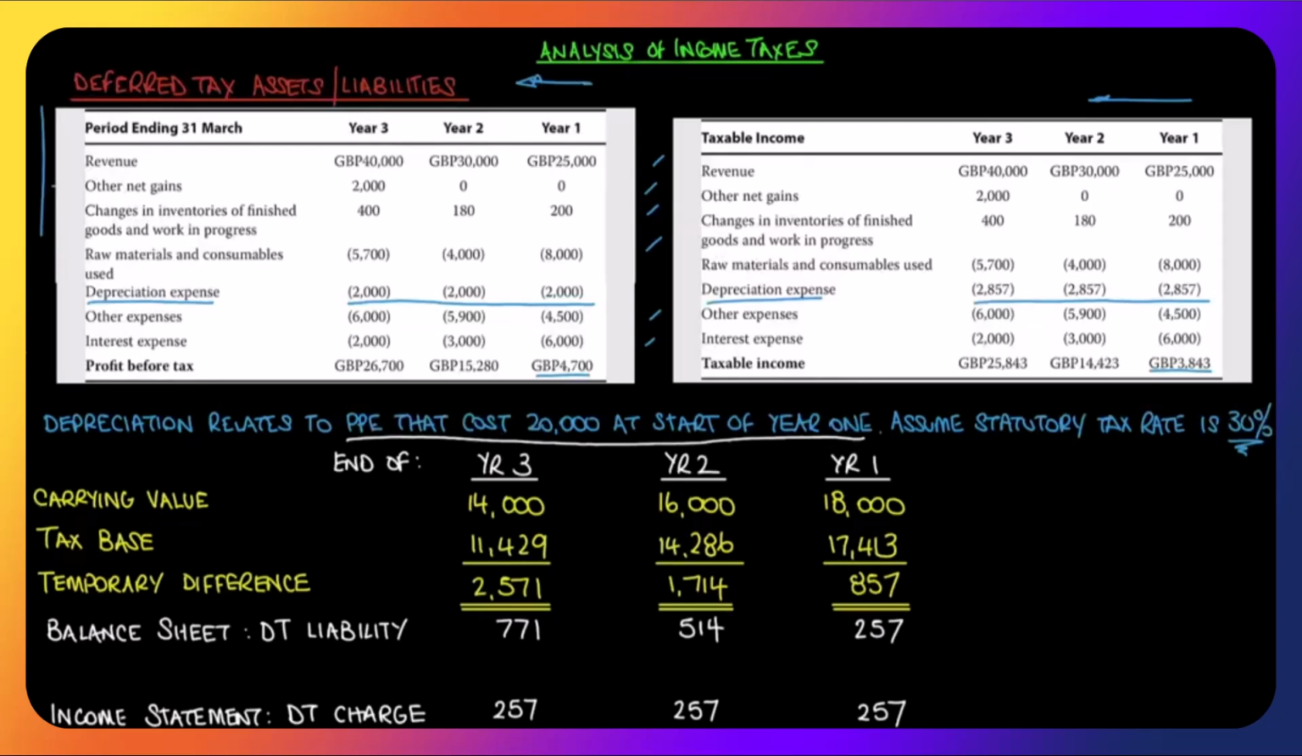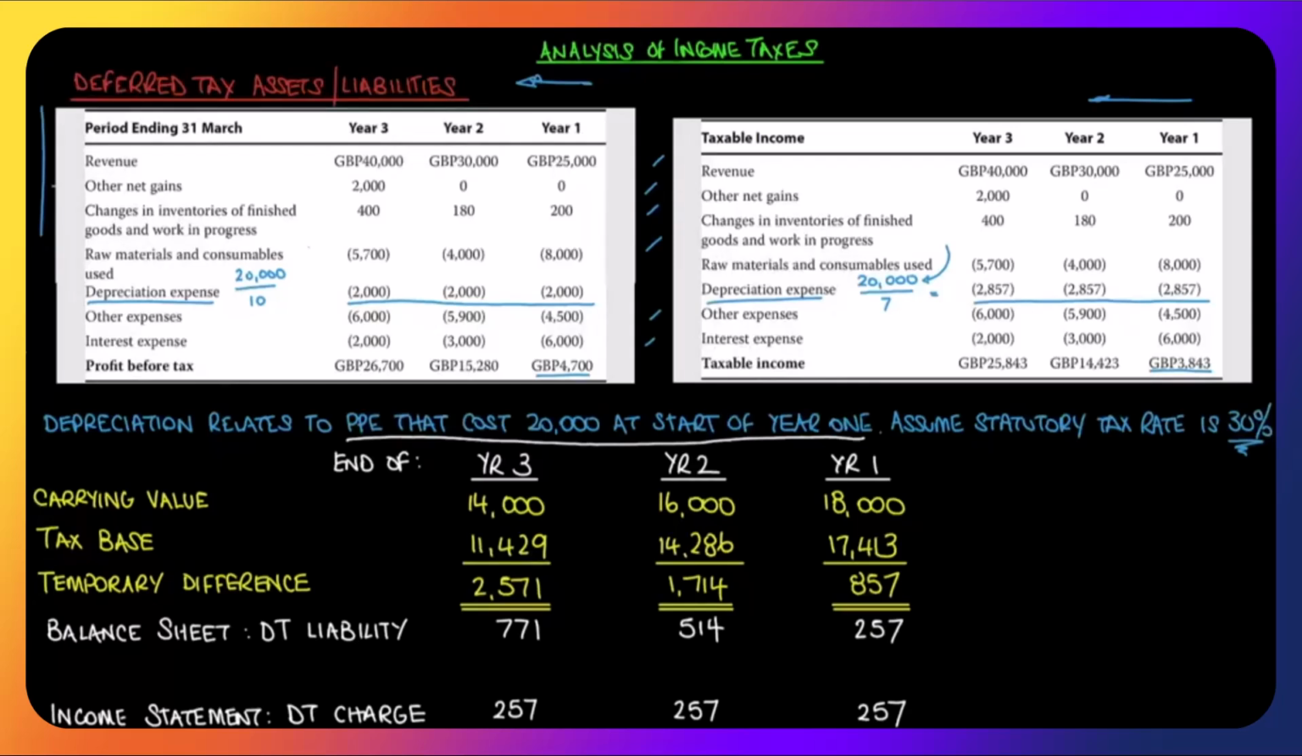Well, an asset that cost $20,000 at the start of year one in the financial statements is being written off straight line over 10 years. But to calculate taxable income, the tax law says this asset should be written off straight line, depreciated over 7 years. That gives you a charge every year of $2,857. That is a timing difference. Why? Because in total over 7 years, taxable income will give you $20,000 of expenses.